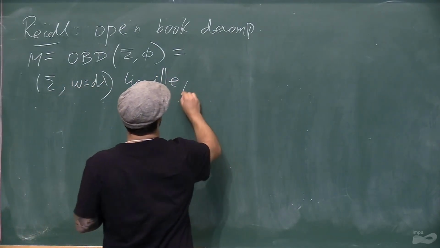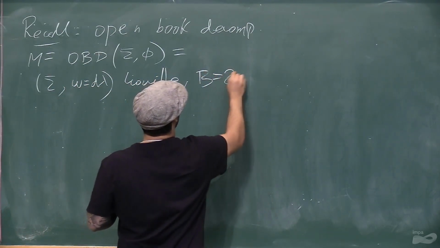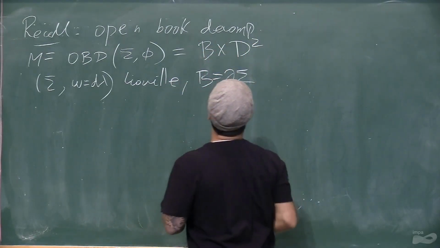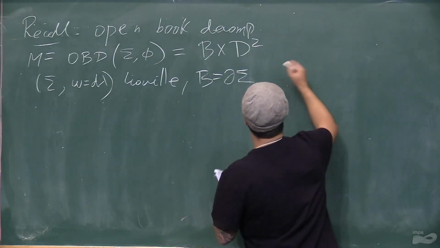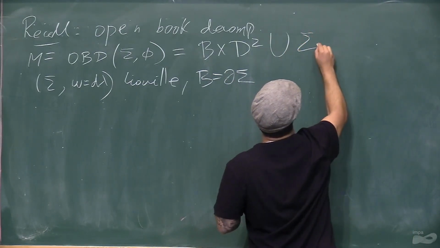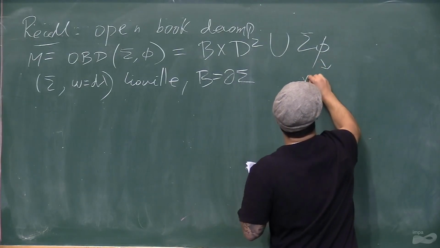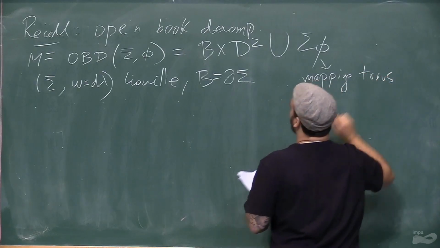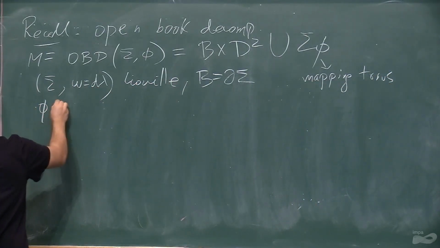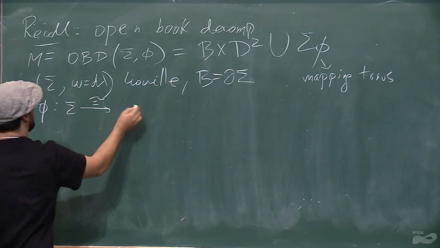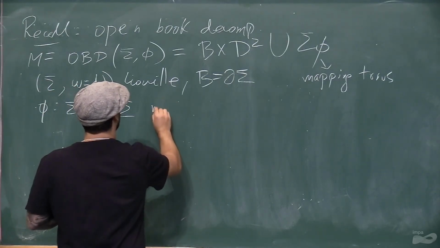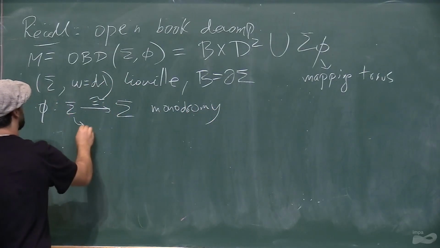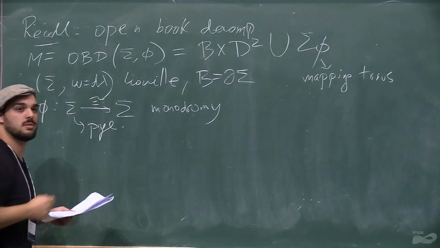And I look at B, which is the boundary, and I'm going to have some co-neighborhood of the boundary of the page Σ, and I'm going to have some mapping torus piece, where φ here is the monodromy of the open book. And here Σ is the page. Okay, so this is the notation that I will use.